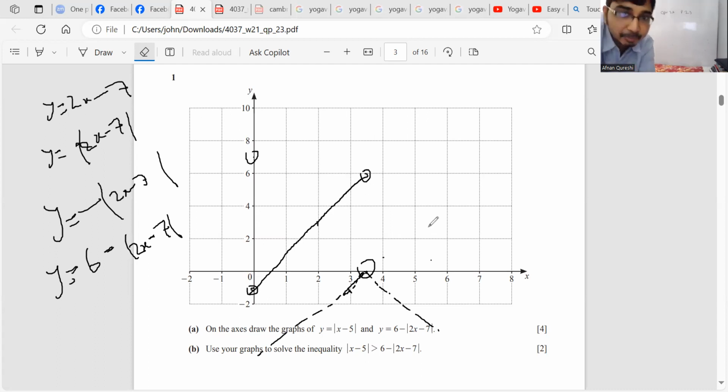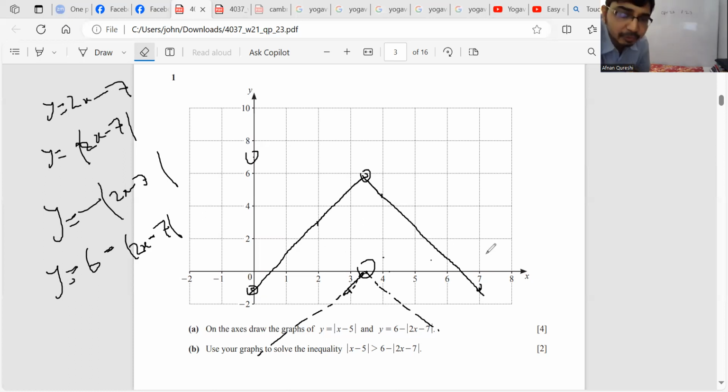I have to draw this part on this side also, so I can just take a point and do it. For example, x equals 7. 14 minus 7 is 7, so 6 minus 7 is minus 1. I can take another point. It will just go like this. If you want to, on this side also you can take one or two more points in order to draw the graph more nicely.